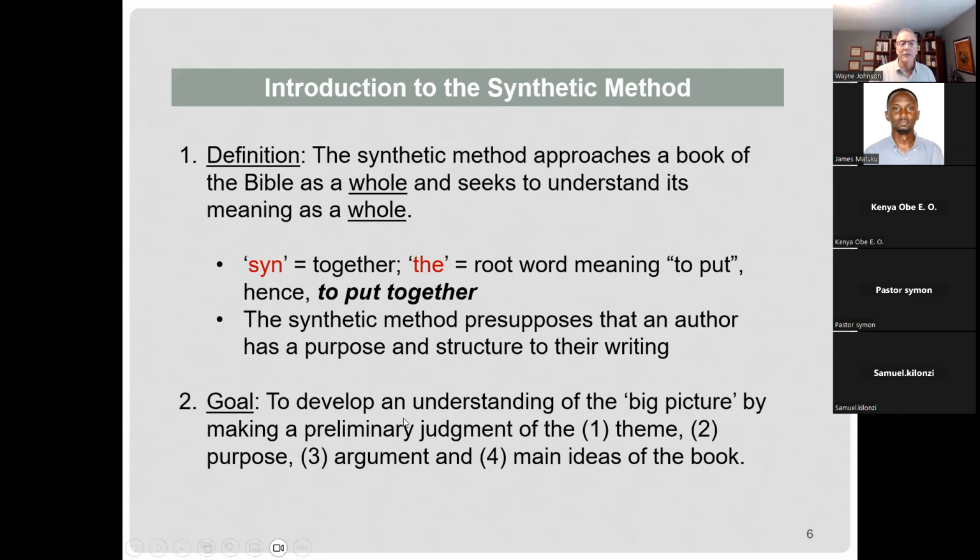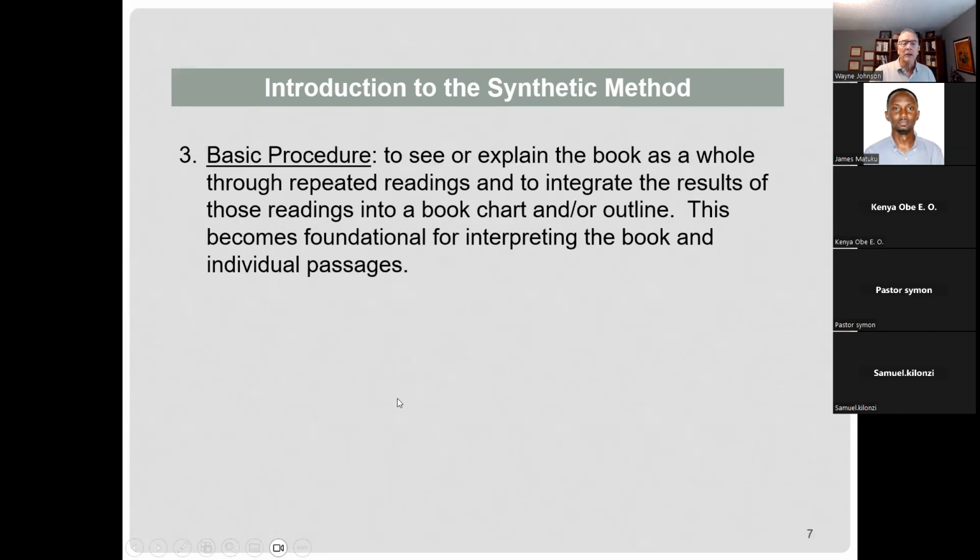And so I'm going to have you do this for the book of Titus. The basic procedure is to explain the book as a whole through repeated readings, and to integrate the results of those readings into a book chart or an outline. Again, we're not going to do the outline, but one could do outlines as well. And this becomes foundational for interpreting the book, as well as the individual passages within the book.